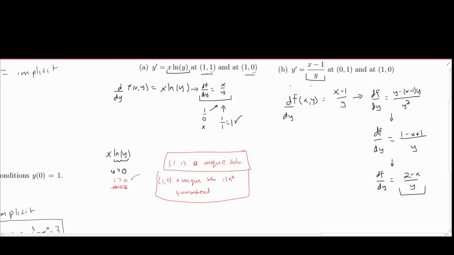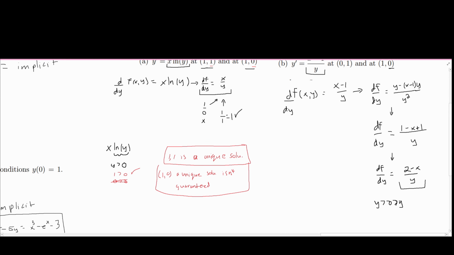for both of these actually, y has to be greater than 0. Or it can be less than 0. It just cannot be 0. So when we plug in the first equation, y is 1, it's totally fine. However, when we plug in the second set of points, we have the 0 here. y is 0. That means the denominator is 0, and we cannot have the denominator be 0. So the only unique solution is at 0, 1.